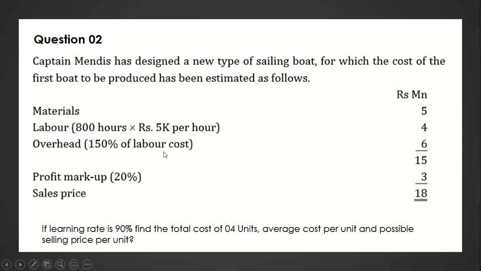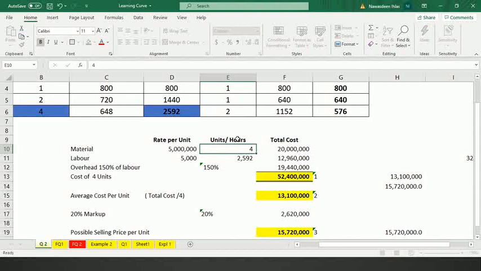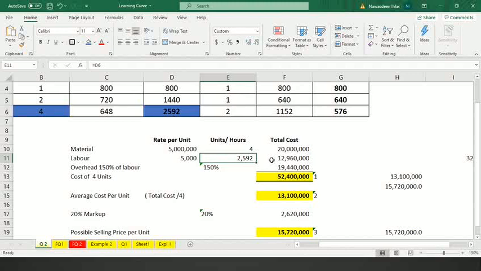Per labor hour our cost is 5000. So 5000 per labor hour, we need this many labor hours. So this is the number of units, so this is the number of hours. So here 5000 into 2592, it will be 12.96 million.